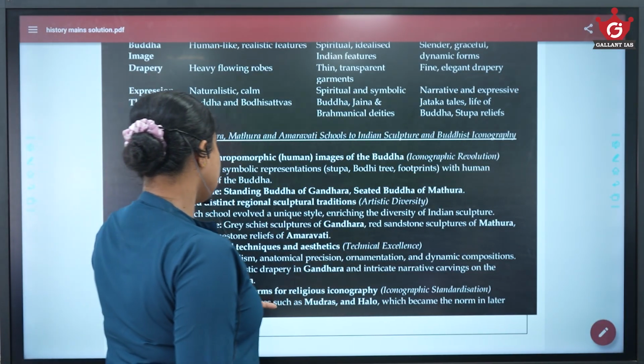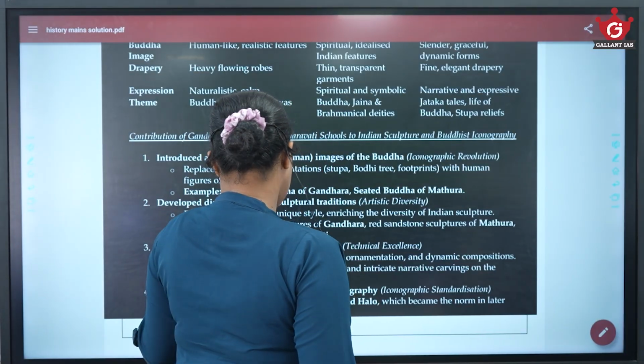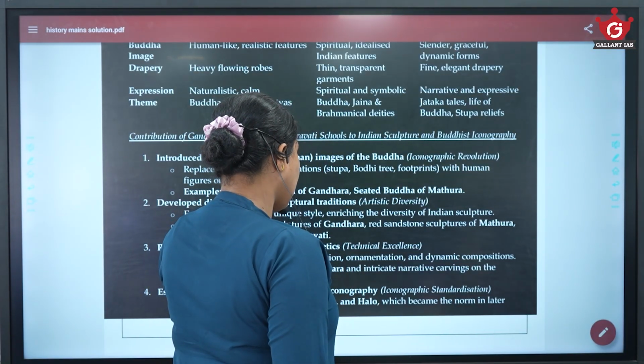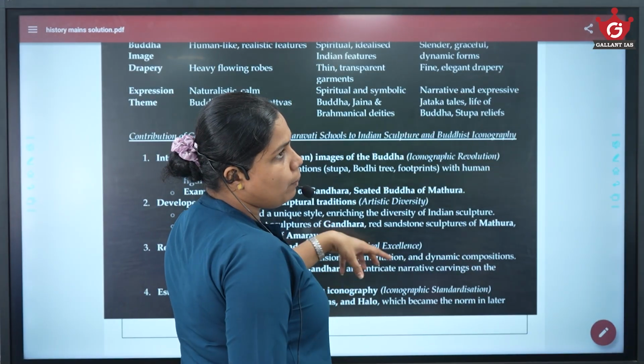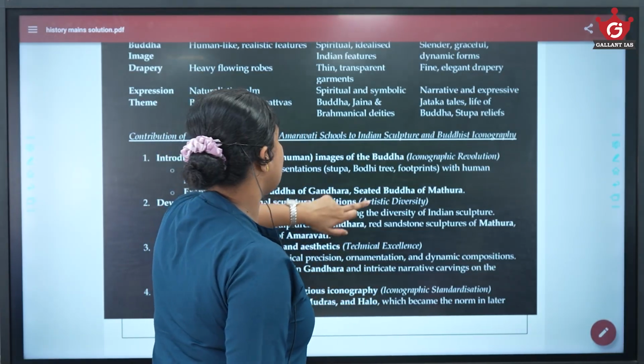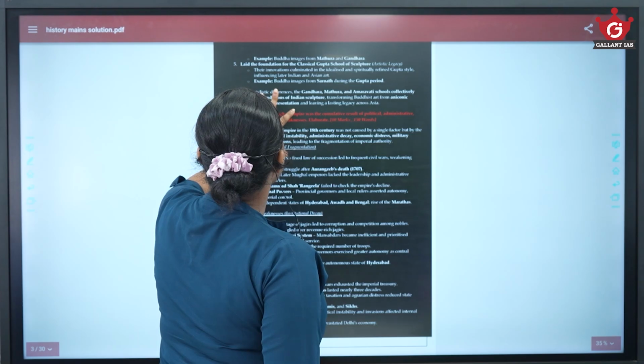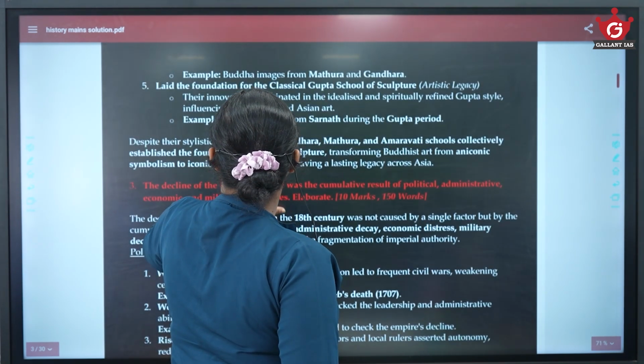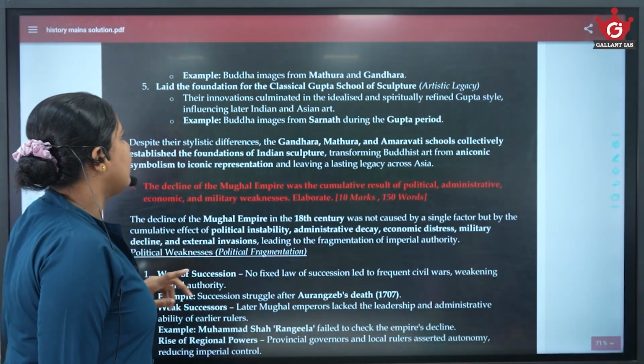They established canonical forms for religious iconography. They introduced features like mudra and halo, which became popular in these schools of art, and these were accepted later into Indian sculpture too. For example, you can give Buddha images from Mathura and Gandhara.